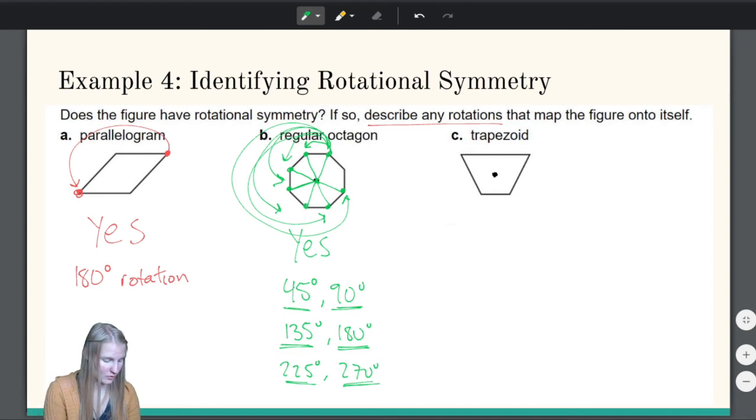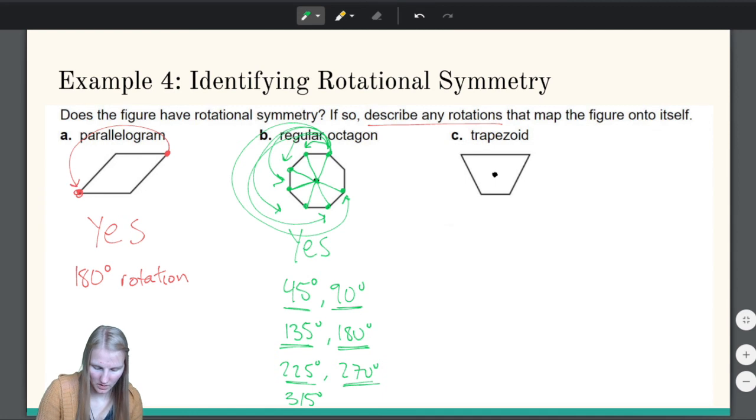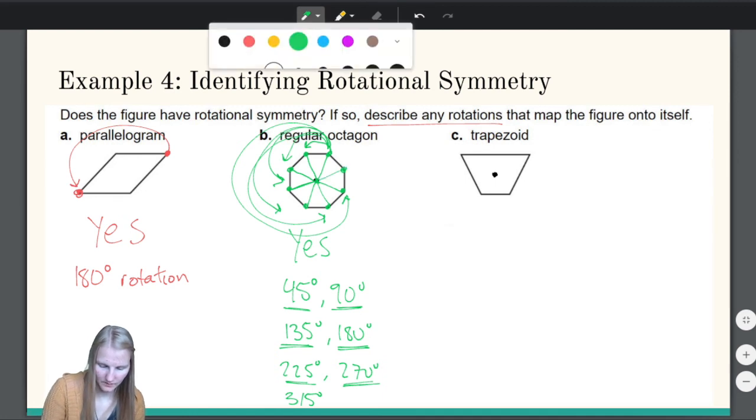And we can even do 45 times 7, 315 degrees. But if I do 45 times 8, I'll get 360 degrees, and anything has rotational symmetry with 360 degrees. So we don't include 360 degrees. Because everything, if you turn it around 360 degrees, well, yeah, it looks exactly the same. Okay, perfect. So that is all of them.